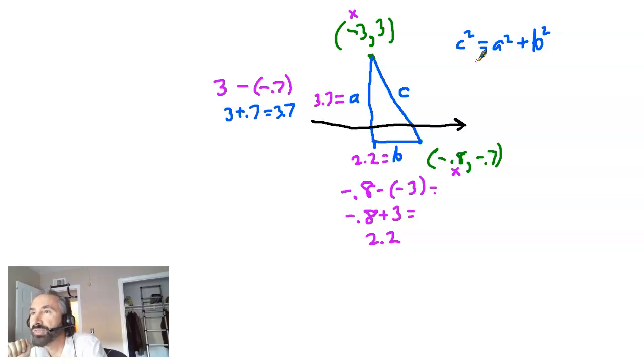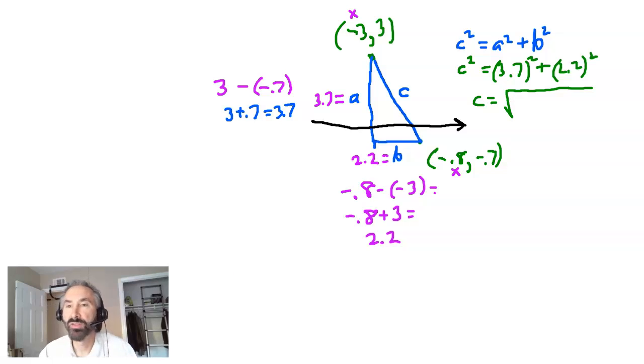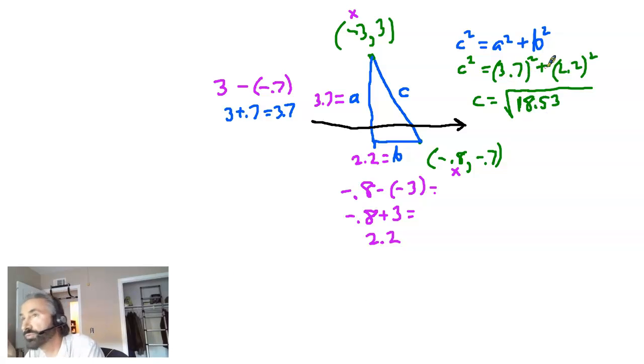And I should be able to use the Pythagorean Theorem to find c. If you recall from our drawing, it looked like it was 4.3. Let's see what it turns out to be. This will be c squared equals 3.7 squared plus 2.2 squared. And then c equals the square root of those two. Let's do a little bit of math. Okay, so 3.7 squared plus 2.2 squared is 18.53.